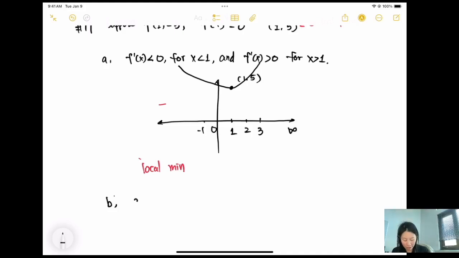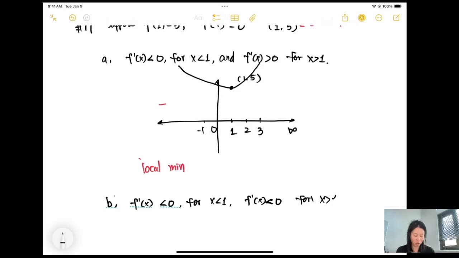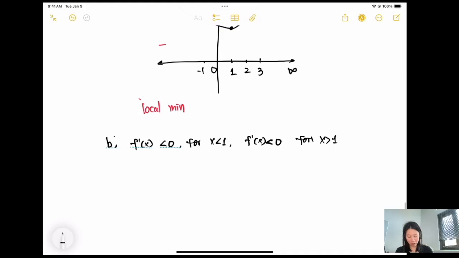Okay, what about situation B? Situation B says that f prime of x is less than 0 for all x less than 1, and for all x greater than 1 as well. Okay, this one is going to be interesting. Again, we have a graph, negative infinity to infinity. This is our y-axis, and here's the point (1, 5). This is 1, 2, 0.